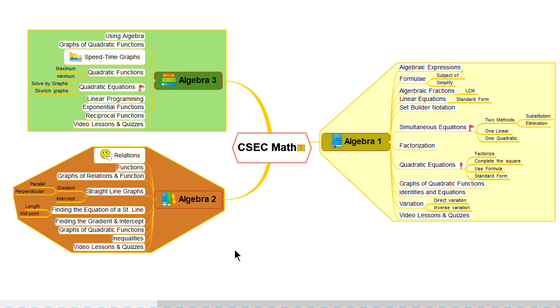Now all these are explained through engaging video lessons. Remember, the topics covered are based upon the CXC syllabus and the recommended textbooks. And creating your own mind maps is based on solid scientific research that shows it boosts your retention of information.